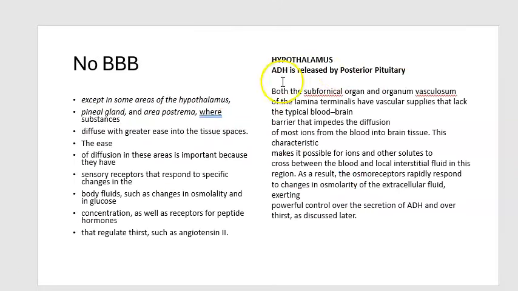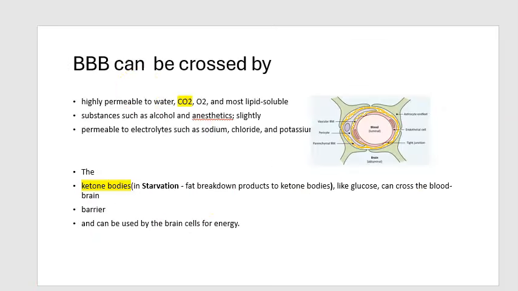Where is it not there? Some places like the hypothalamus and all, it is not there. Because the hypothalamus has to sense the content so that it will be able to produce and release hormones.